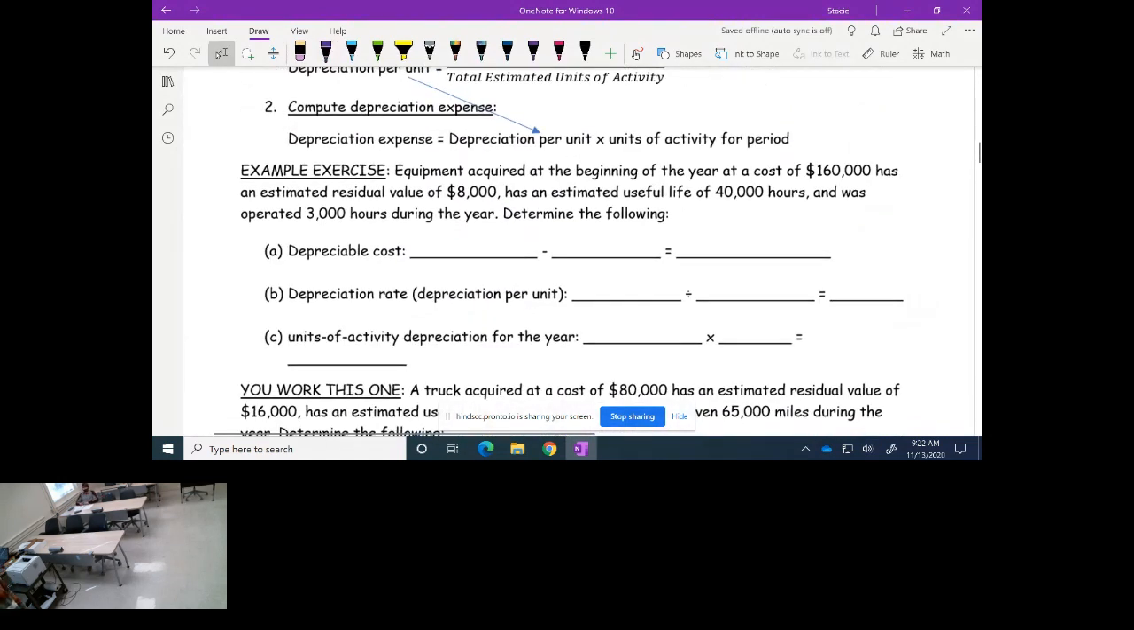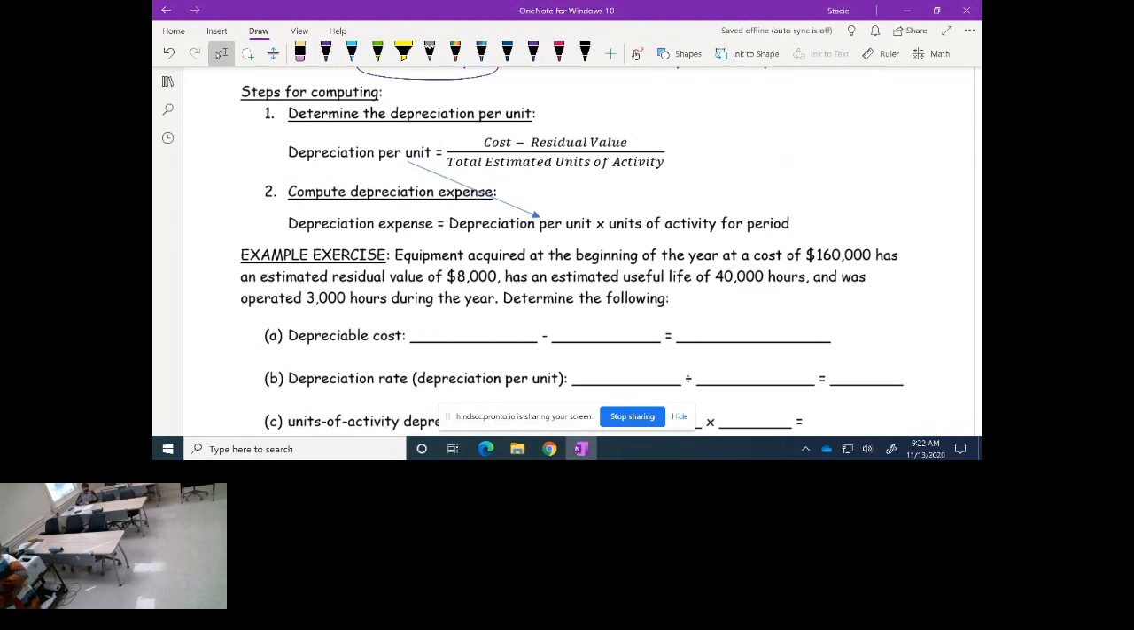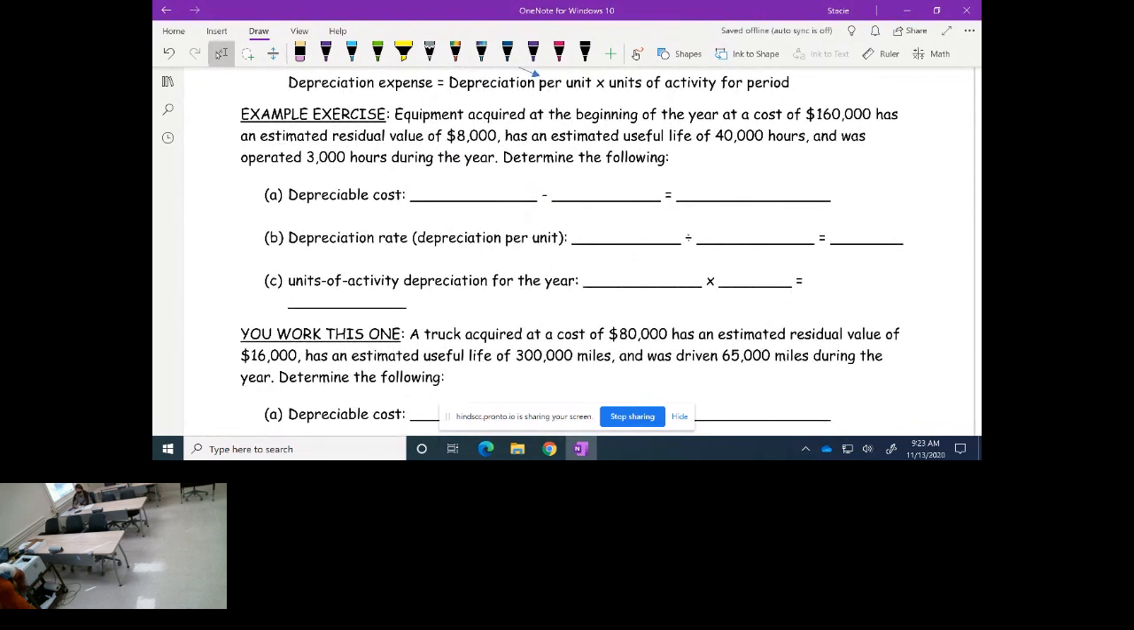All right, so let's see what this one looks like. The first thing we have to do is determine the depreciation per unit. And we'll do that in a similar fashion. Like on the top, we'll take our cost minus our residual value, but then we'll divide it, instead of by the number of years, by the total estimated units of activity that it will ever have, to get depreciation per unit. Then we'll take that depreciation per unit and multiply it by the actual units that were produced during that year. So let's put it into play.